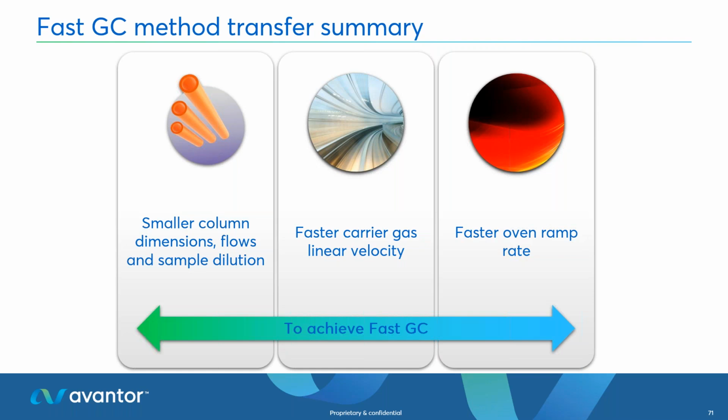This is just a summary of what you need to do. So acquire the smaller dimensions, reduce the flows, dilute the sample, increase the carrier gas linear velocity, and then utilize the faster oven ramp rate. And this is what you need to eventually transfer your method to FastGC.